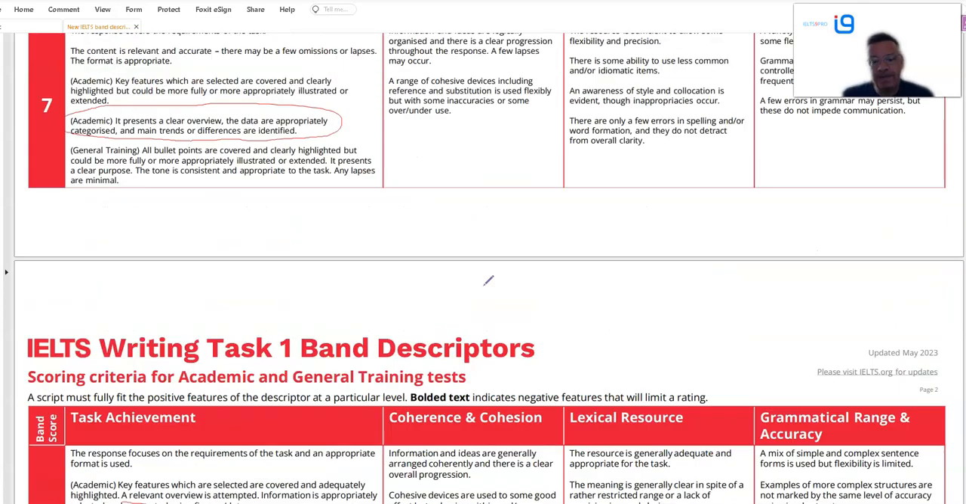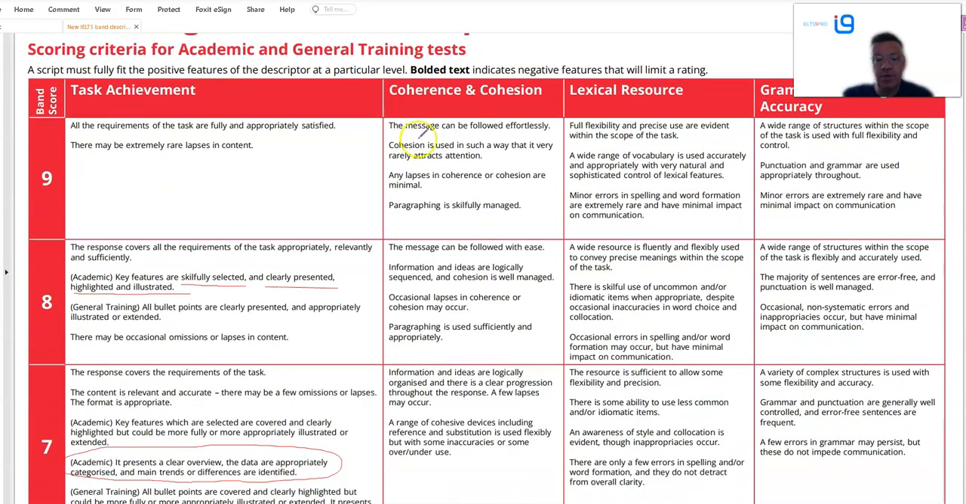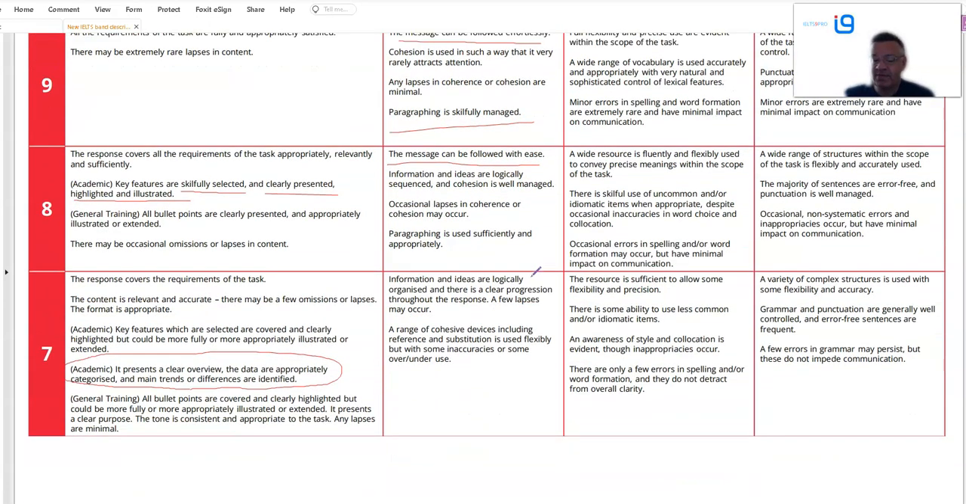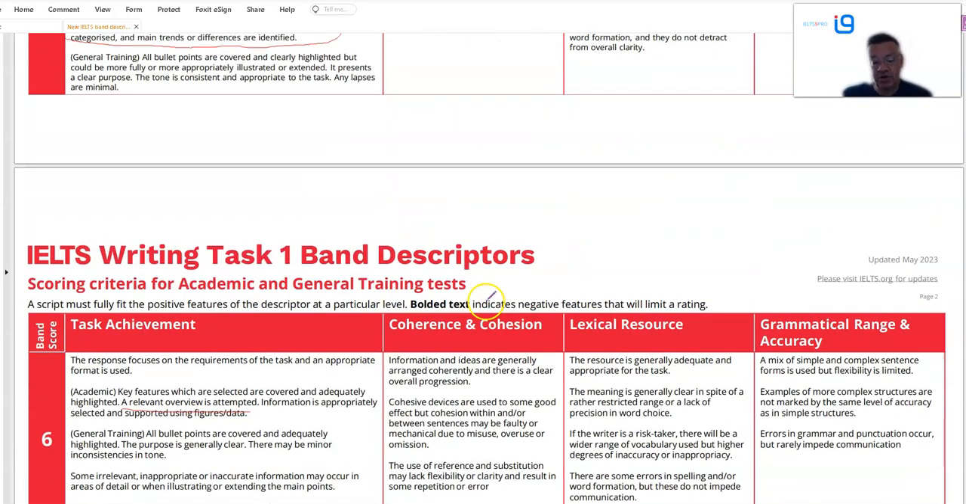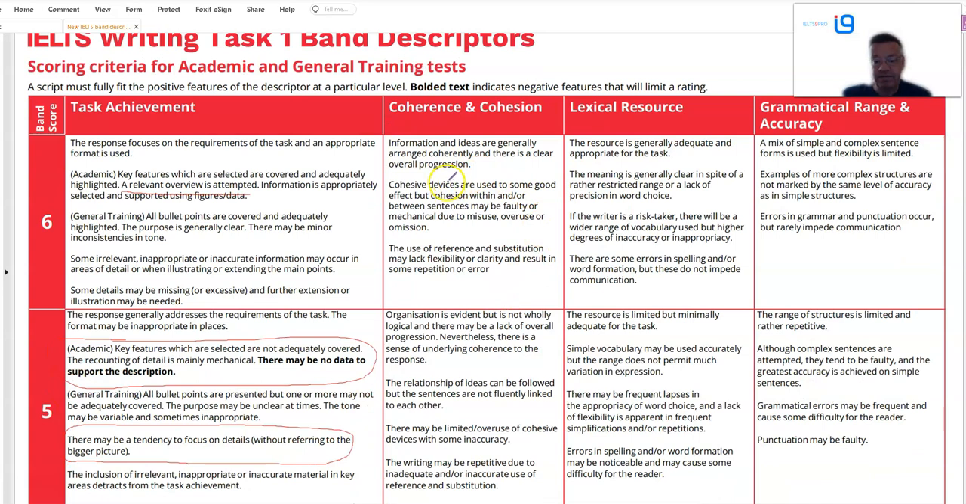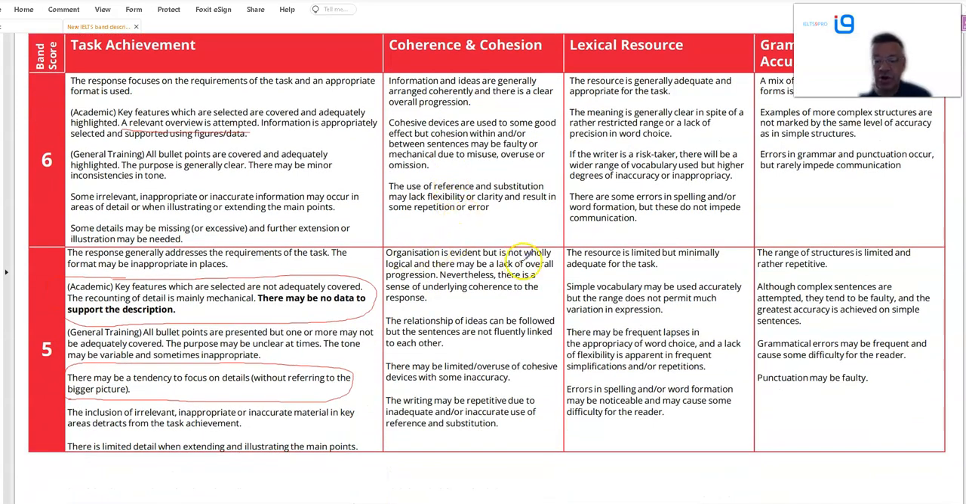Okay, now in terms of cohesion, right? So message can be followed with ease. In those, can the message really be followed with ease? Is there a logical organization? Is there a progression? Largest to the smallest, or smallest to the largest? Is there a progression? Yeah. Again, organization not wholly logical, lack of overall progression. So this is kind of for most of you.